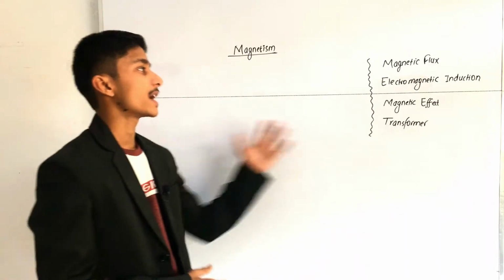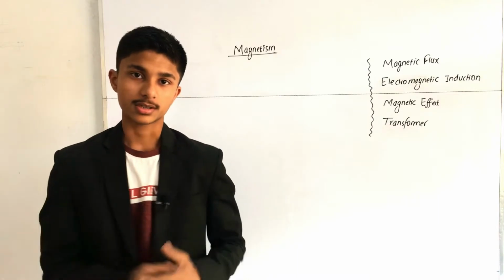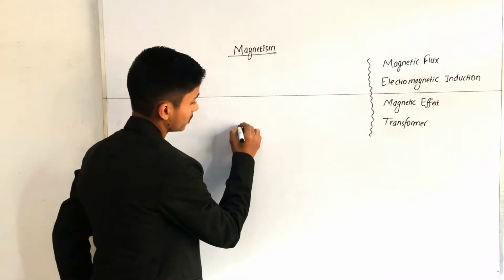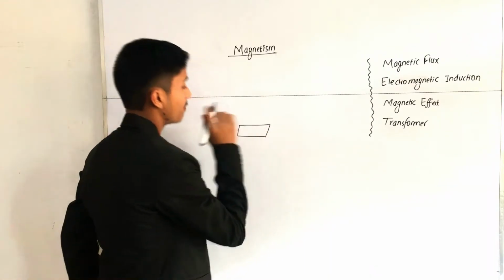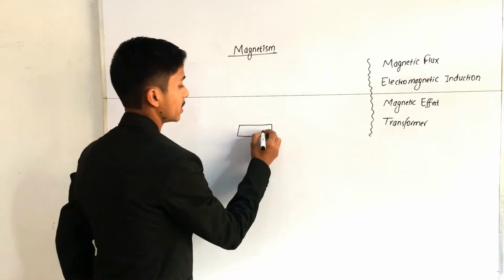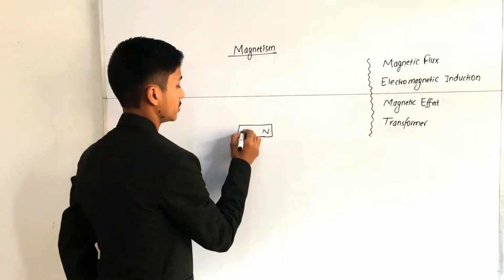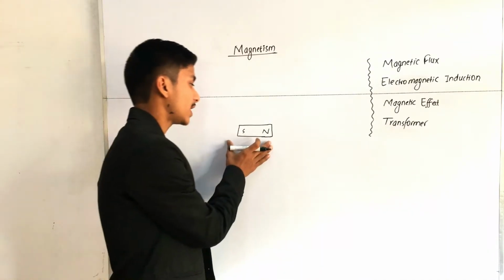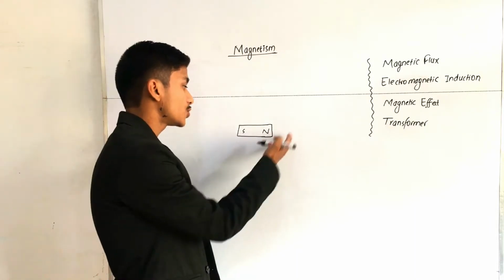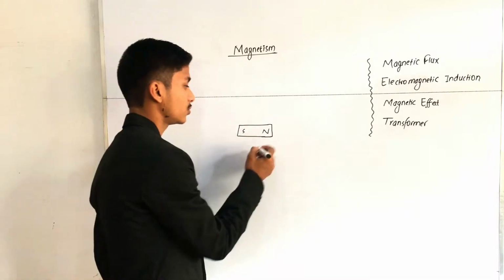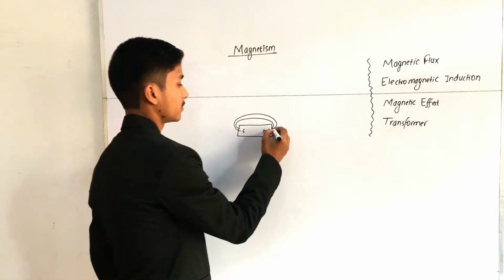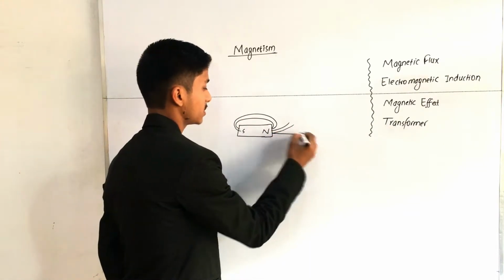First topic is magnetic flux. What is magnetic flux? Now here, suppose this is a magnet. This is its north pole and here is the south pole. Then what happens? The lines of magnetic force externally go from north to south, in this direction, like this.